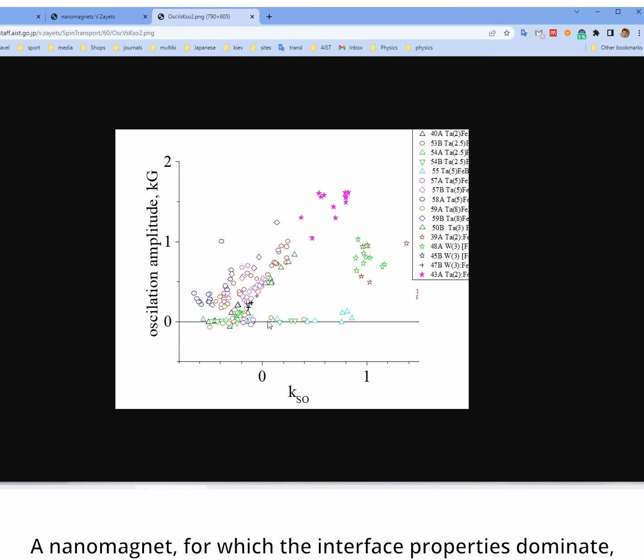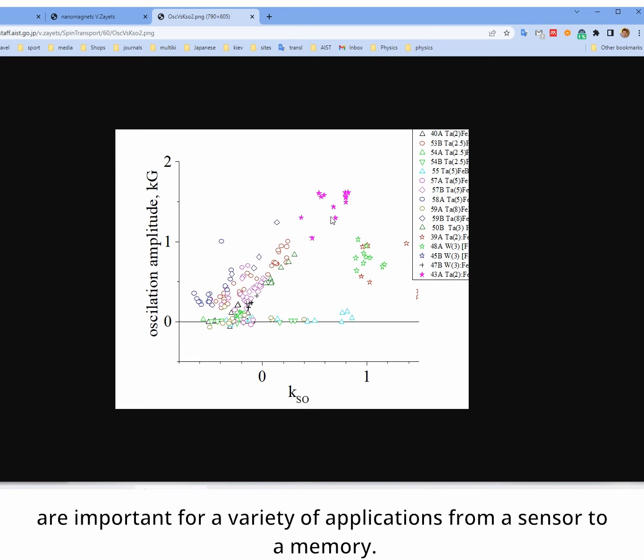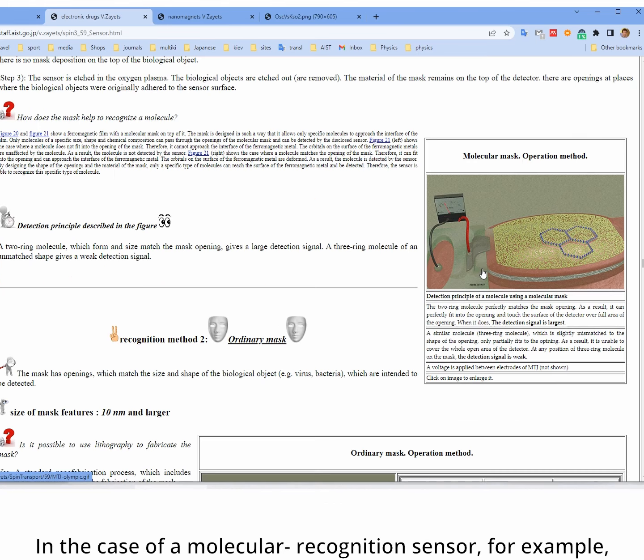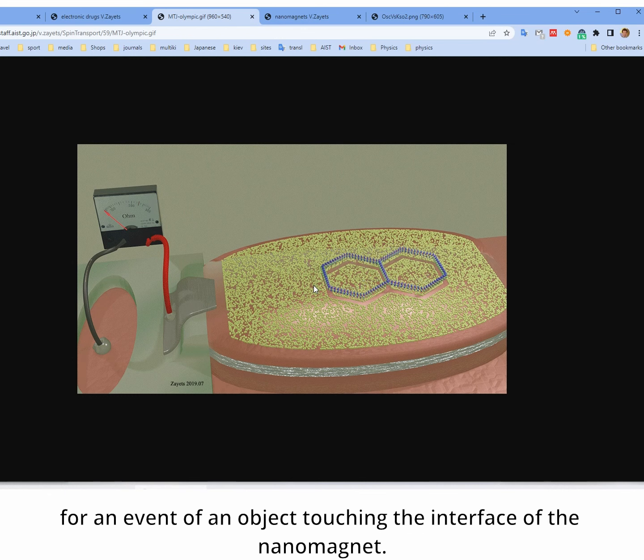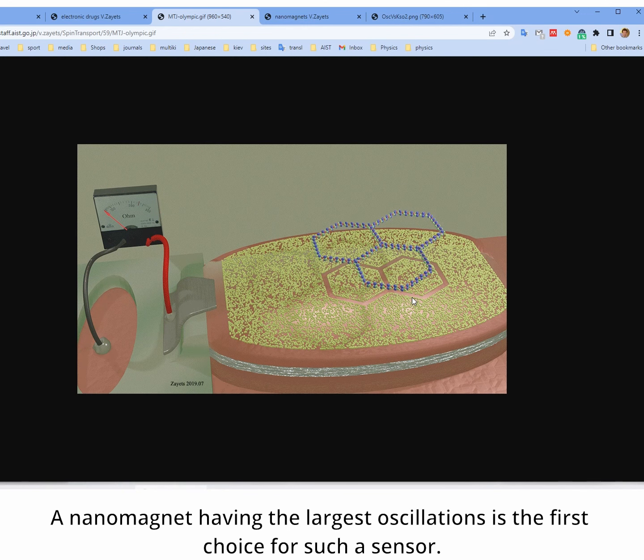A nanomagnet for which the interface properties dominate is important for a variety of applications, from a sensor to a memory. In the case of molecular recognition sensors, for example, a substantial change of magnetic properties is important for the event of an object touching the interface of the nanomagnet. A nanomagnet having the largest oscillation is the first choice for such a sensor.